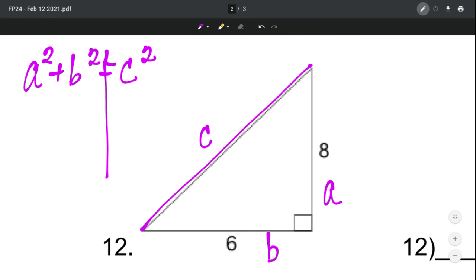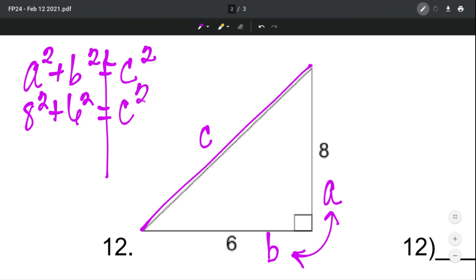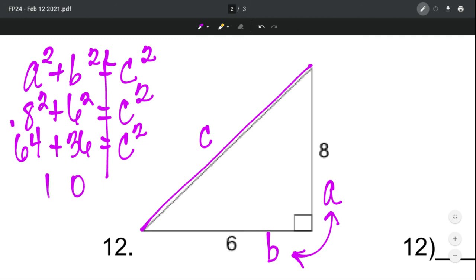So, and these are interchangeable. I could call 8 the A. I could call 6 the A. It doesn't matter as long as they're the legs. So 8 squared plus 6 squared equals C squared. And so we have 64 plus 36 equals C squared. So some number squared. 64 plus 36. 6, 7, 8, 9, 10.